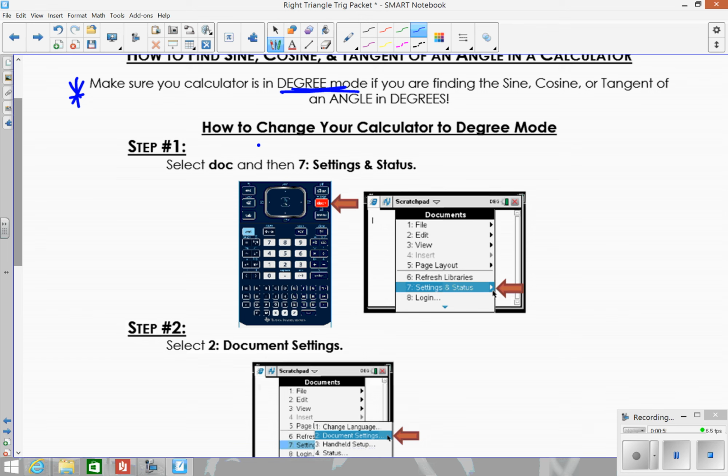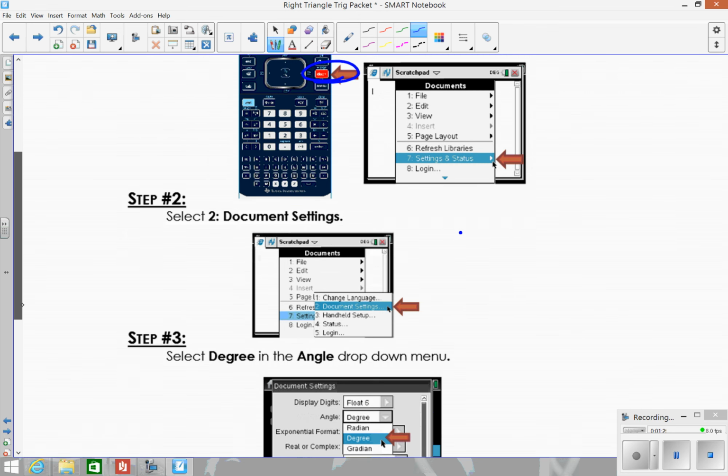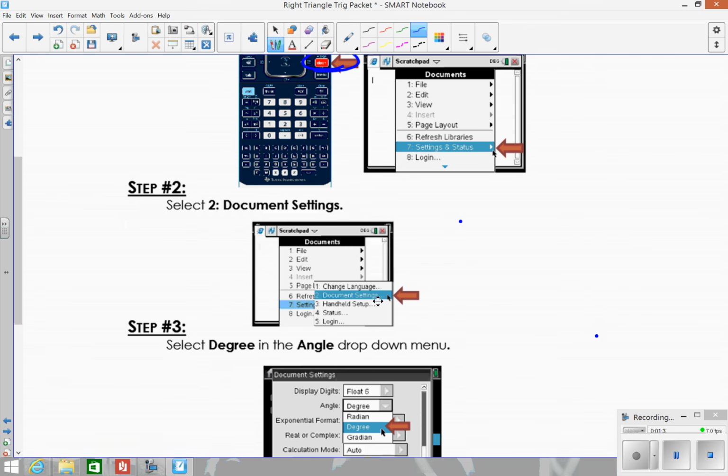So if you go to your calculator, just go into the home screen and then you go to the calculate button. So basically it should look like the background of this, just as if you were going to do some kind of calculation. What you're going to do first is you're going to press this dock button here. So go ahead and press that and then just type number 7, or you could scroll down to number 7 and hit enter. It's easier just to hit the number 7. So you should be selecting the setting that says settings and status. And then from there, you want to hit number 2 for document settings.